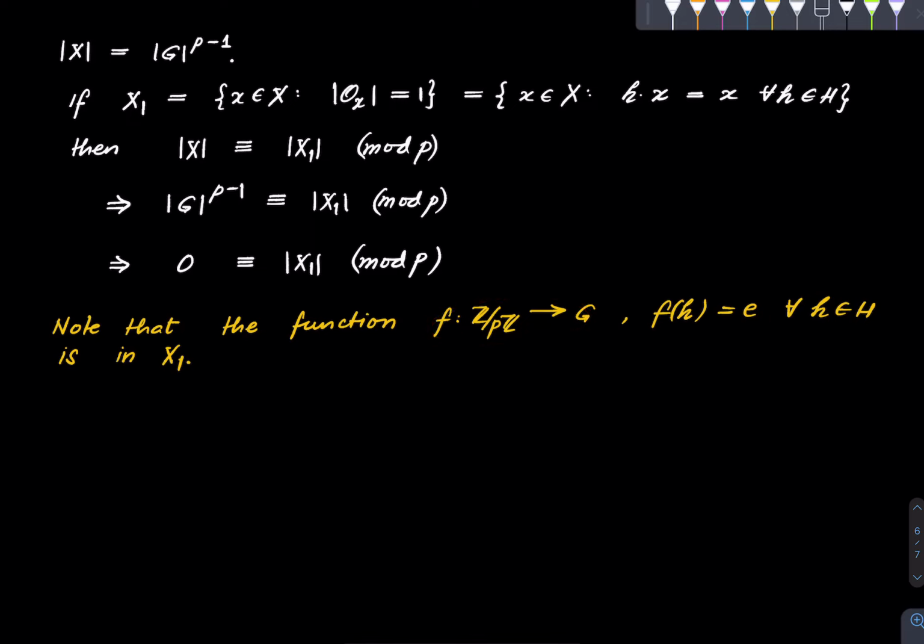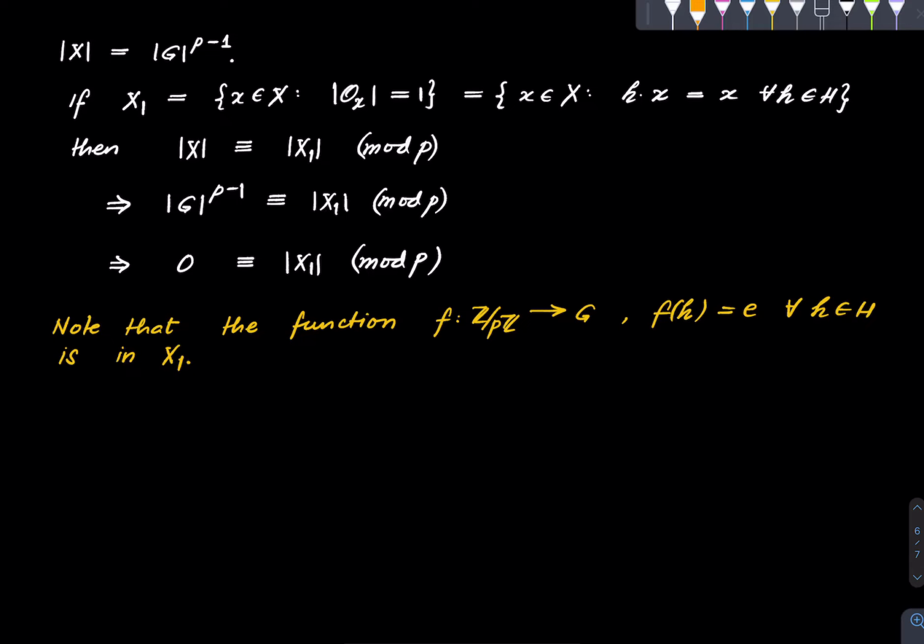Because in the tuple notation, it is just (e, e, ..., e), and if you cyclically permute it, you're going to get the same thing. So its orbit is of course just itself. It's a singleton. And now, since p is a prime, and you have a non-empty set, meaning the cardinality of X1 is certainly a positive integer, as we have shown, X1 is a non-empty set. What we have is the cardinality of X1 is divisible by p.